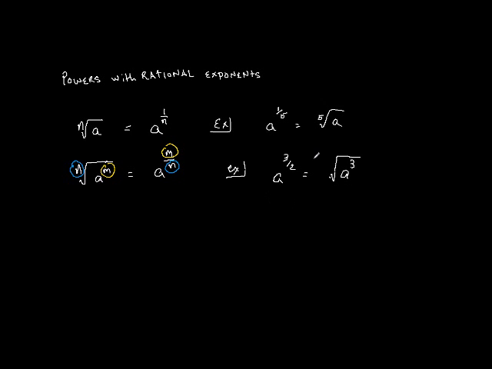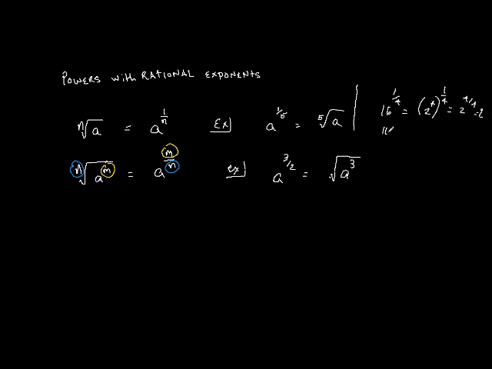Now, back to the first example, if I have 16 to the power of 1 over 4, which is basically the same thing as saying the fourth root of 16, well, 16 can be written as 2 to the power of 4, and all of that's being put to the power of 1/4, and that's equal to 2 to the power of 4 over 4, which is 2.